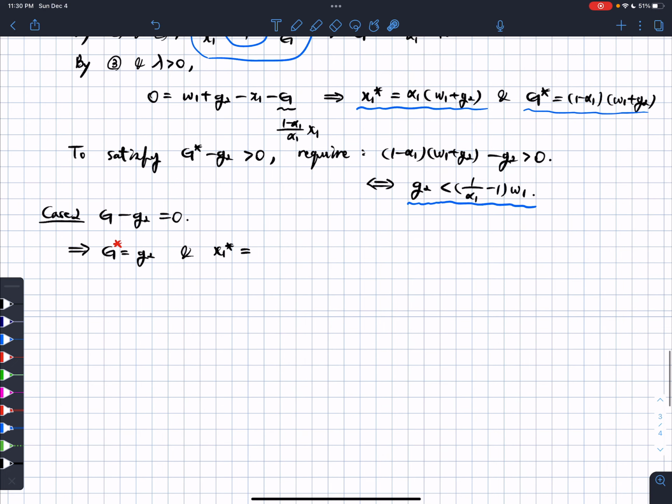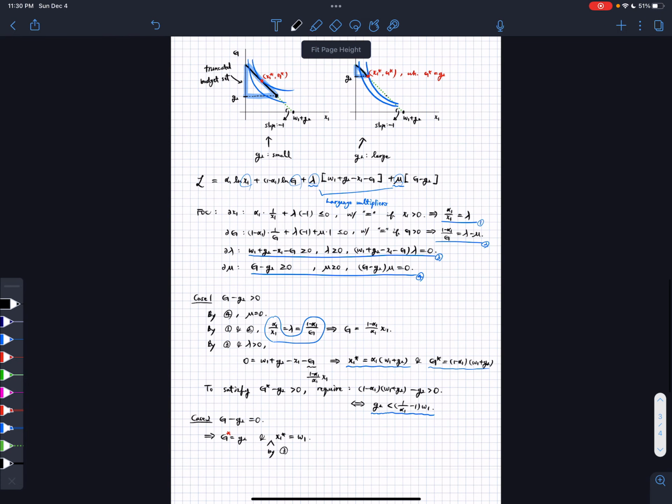So x1 is W1. I'll label this as equation number 3, okay? Just to make the connection with these two pictures, this case 1 refers to the first picture, and case 2 refers to this second picture. Okay?